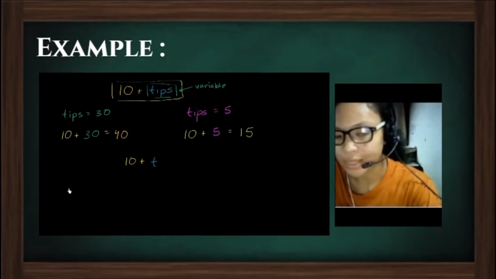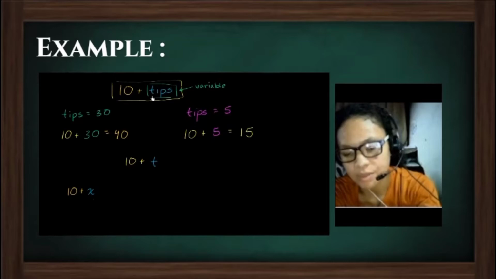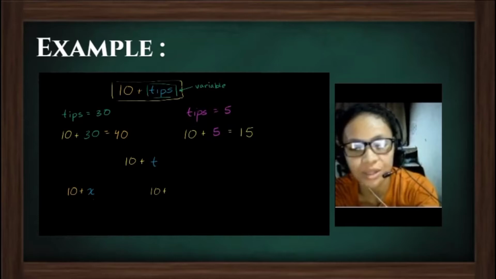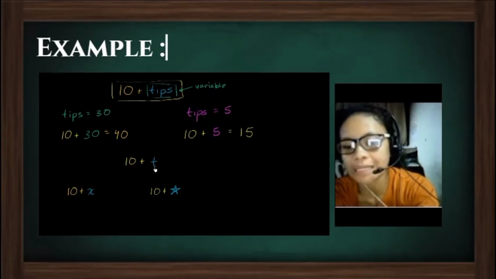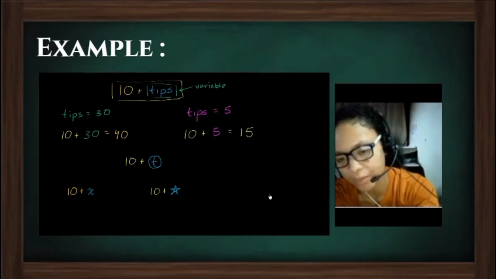We can also use any other letter. So we could also use 10 plus x, where x is your tips for an hour, and it's not the first letter of tips, but it's okay, we can still use it. And also we can use a symbol, which is a star, that could represent the tips for an hour. But hopefully it gives you a general idea of what a variable is. All it is, is a symbol that represents different varying values. That's why we call it a variable.